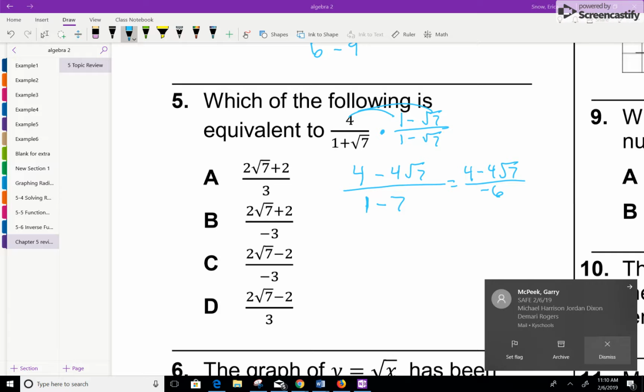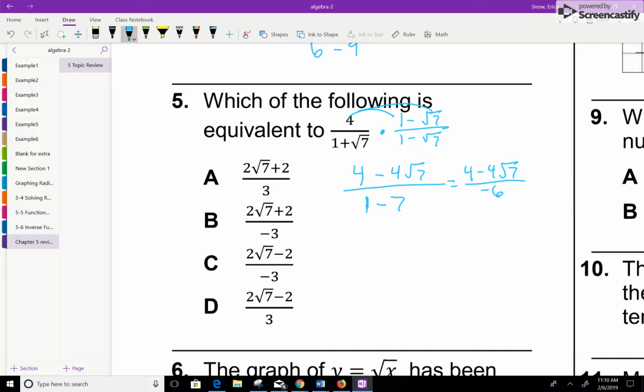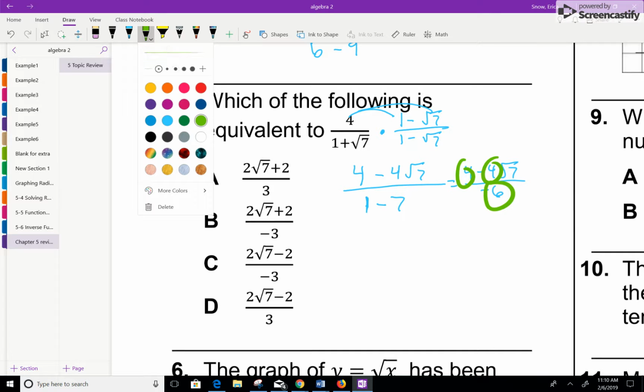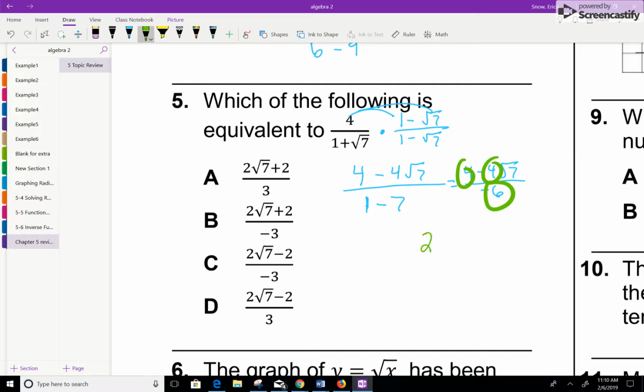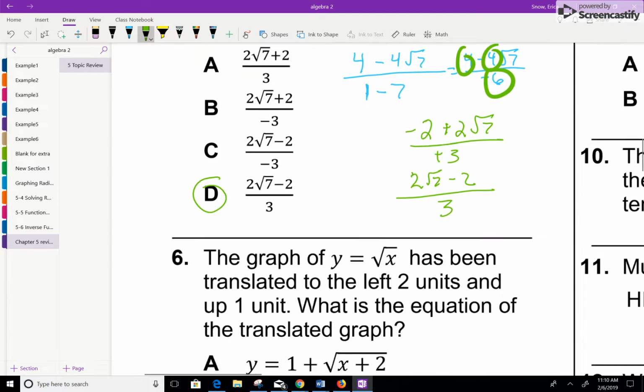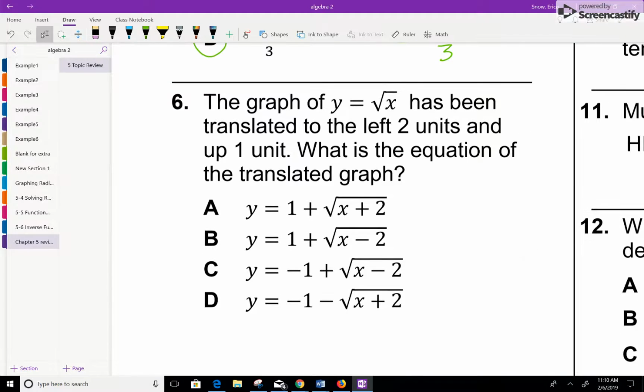Then we are going to reduce. What do the 4 and the 6 have in common? That is a 2. So this is going to be 2 minus 2 √7 over -3, which you'll notice isn't there, so we have to change our signs. This is going to be negative, positive, positive. So we're going to get 2 √7 minus 2 over 3, which is going to be D.